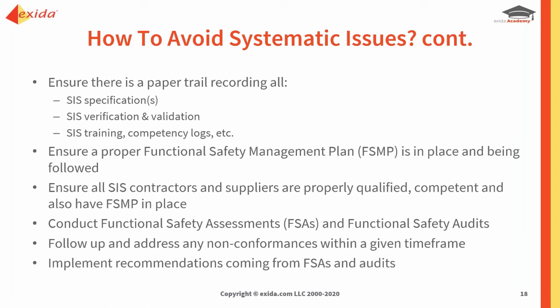If we do an audit, what we need to make sure is that any non-conformances or discrepancies are followed up and addressed within a given time frame. And again, this would have to be defined by the end user. And it's important to make sure that we do implement any recommendations coming from the functional safety assessments and audits. So again, the 1511 says that if FSA 3 is the first one we've done, we have to make sure 1 and 2 are covered, or if 1 and 2 were done, that any recommendations that came out of those have already been addressed. So it's important to make sure we do that.